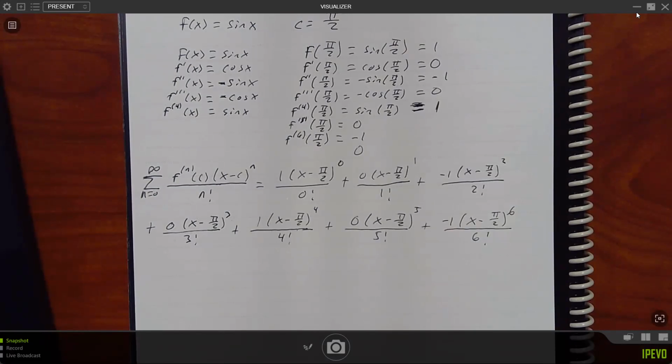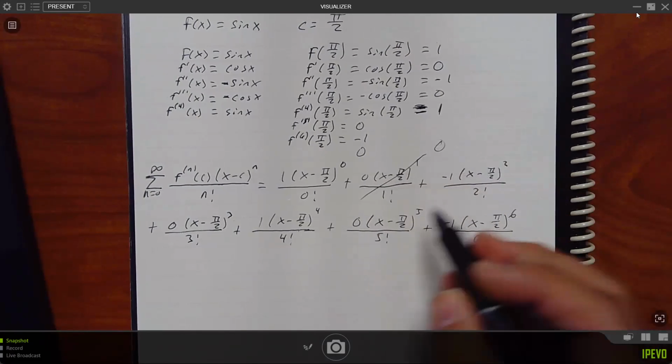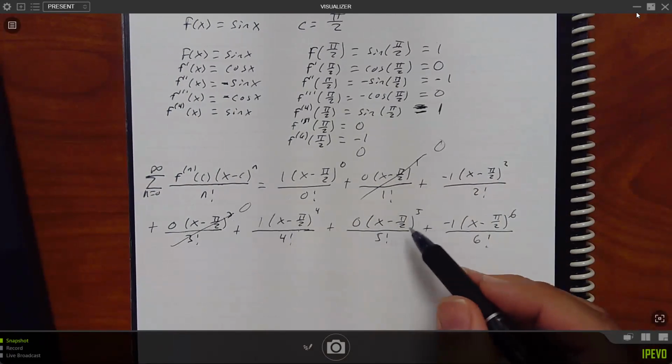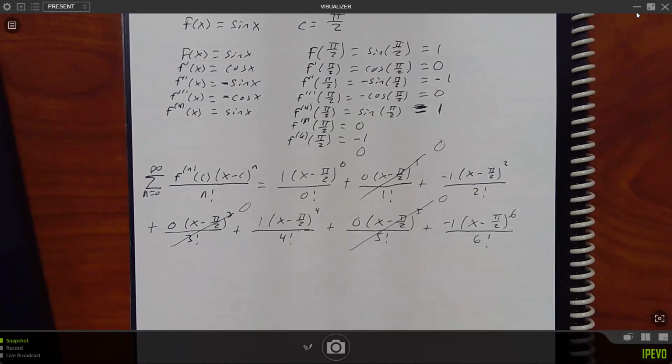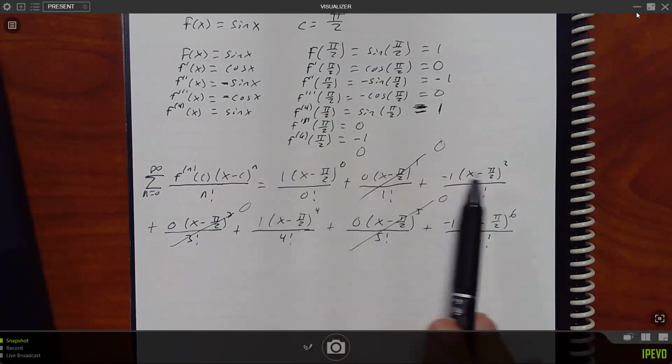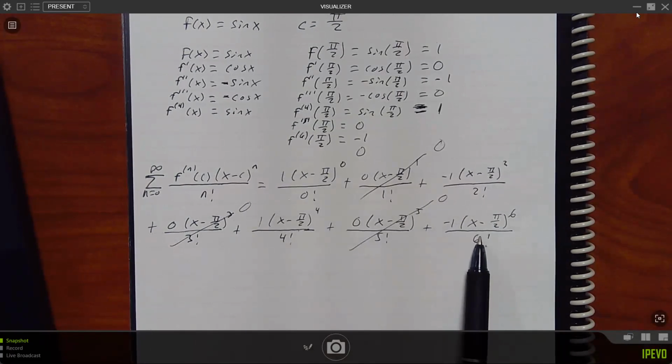So notice how all the odd ones are going to 0, right? So if I ignore the odd ones, I'm alternating 1, -1, 1, -1. Only the evens though.